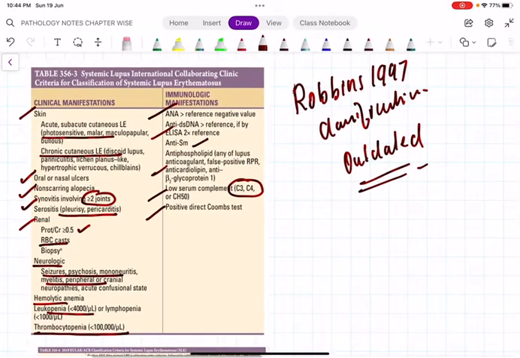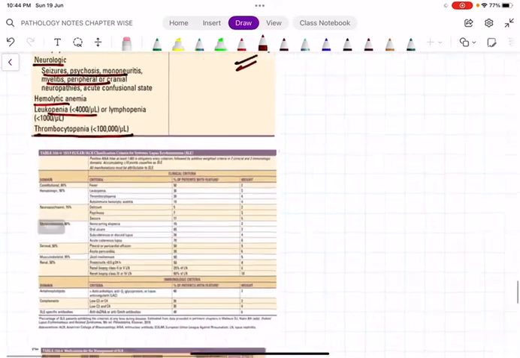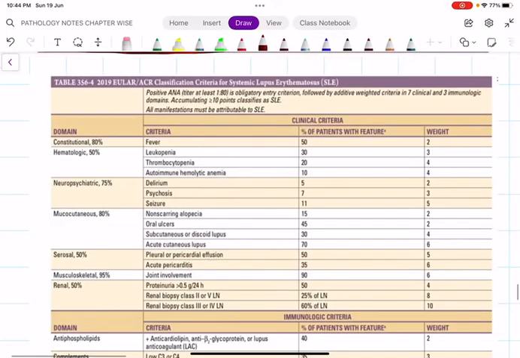I request you to follow only this table. The one mentioned in Robbins is outdated, sorry, it is a 1997 classification. This is the latest, 2019. Based on these features, the American College of Rheumatology has given the 2019 classification criteria.